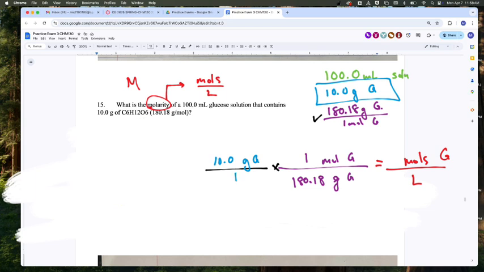1. What happens? My grams of glucose will cancel. That's fantastic. I didn't want grams of glucose. Do I have my answer? Nope, I'm still missing something. What am I missing?